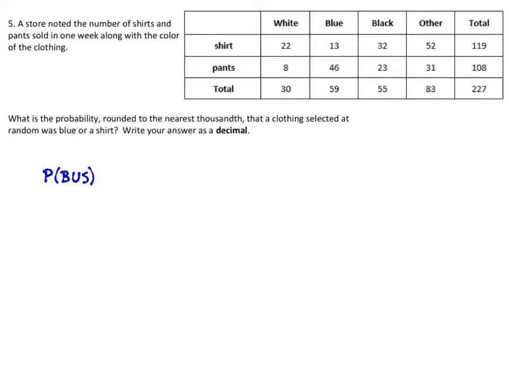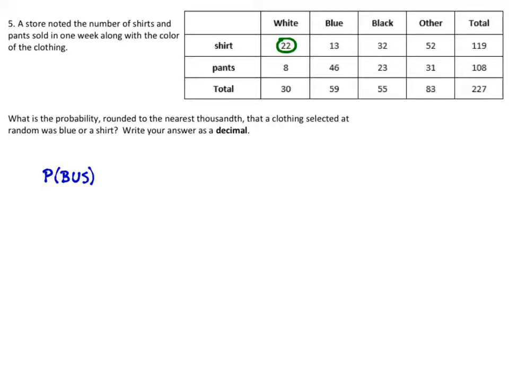Now I should have probably clarified B will be blue because we also have black there. We couldn't even put BL because they both start with that. So we should write it out. Probability of blue or shirt. So remember the sample space is going to be the entire thing, which is 227.